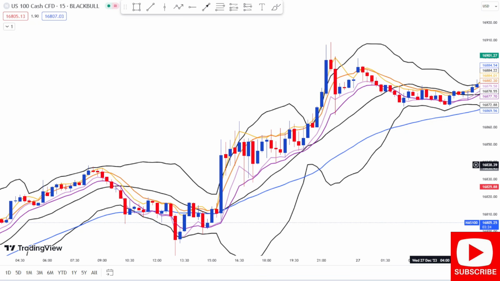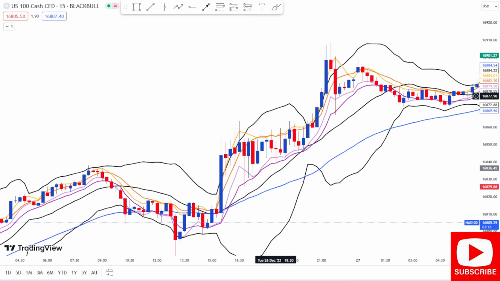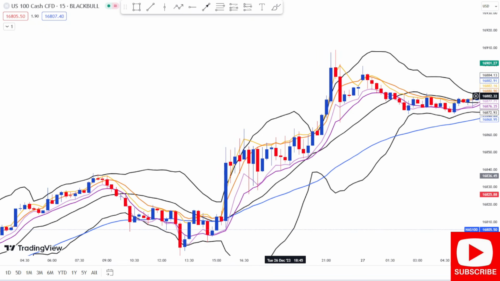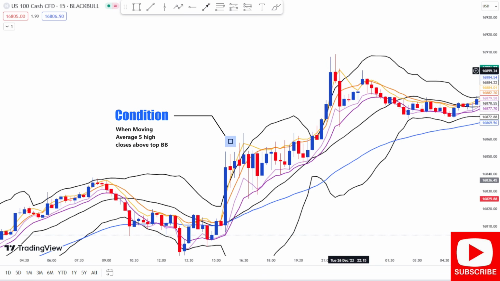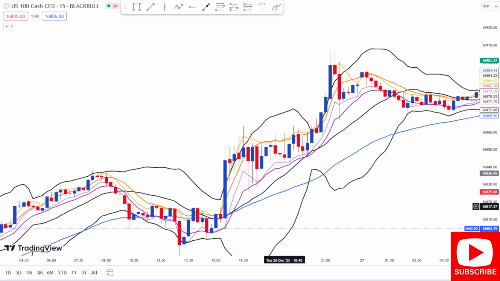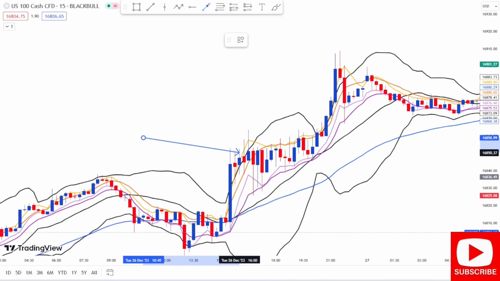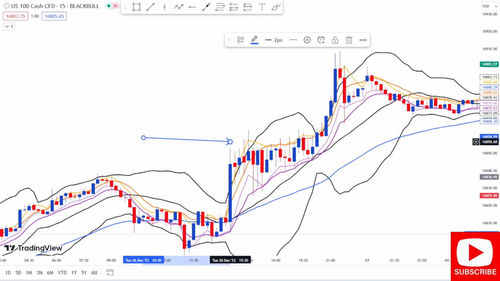The first type of extreme I'm going to be talking about is the common extreme. And this is simply when the moving average 5 high crosses above the top Bollinger Band. In the second scenario, moving average 5 low crosses below the lower Bollinger Band. So this example right here is the first example whereby the moving average crossed above the top Bollinger Band. And as you can see right here, we had this moving average 5 high crossing and closing above the top Bollinger Band right here. So once you see this condition, how do we trade it?